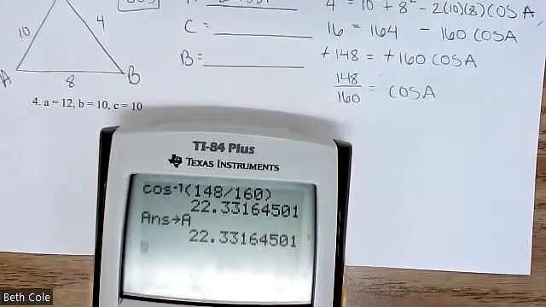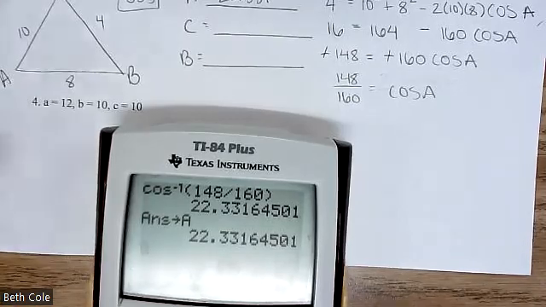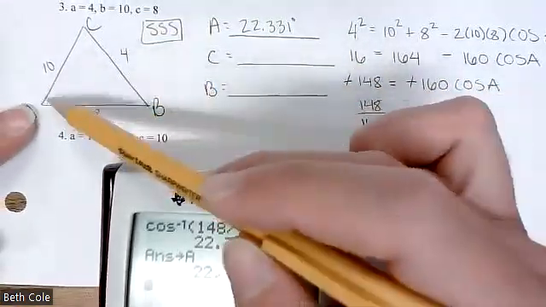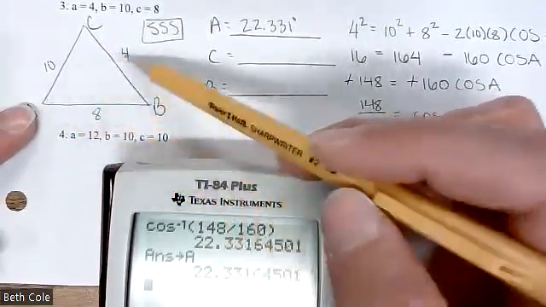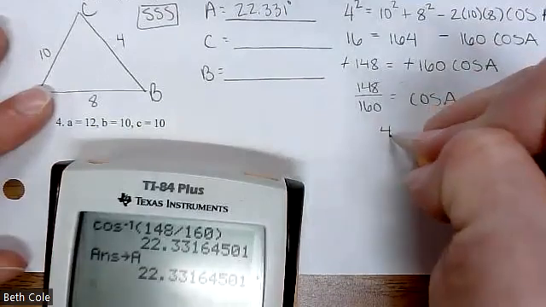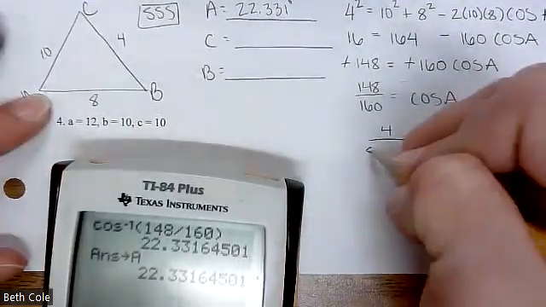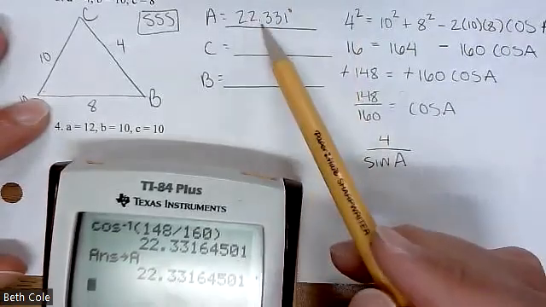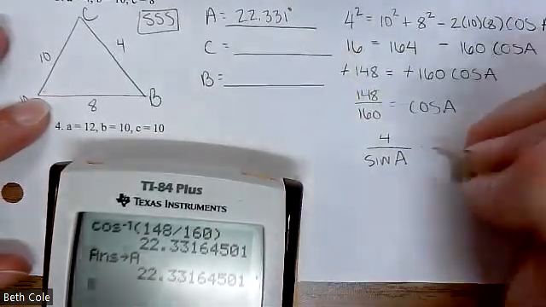Did you do sine? Don't do sine, it's the law of cosines. Stick with me, we're almost done. I know it's not super interesting. All right, now look at, we have a side across from an angle. Do you see how we now have a side across from an angle? No. Okay, so it is going to be 4 over sine of A, and you can write the letter A, or you could write 22.331, whatever is your preference, equals.